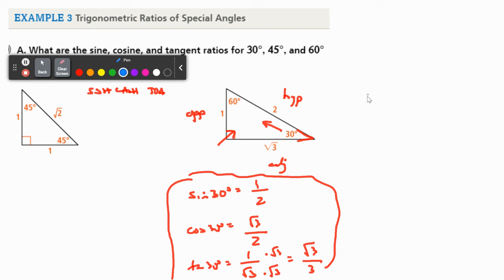And now let's do one more. I'm going to redraw this triangle here. So we have the right angle here. This is 60. This is 30. 2, 1, square root of 3.